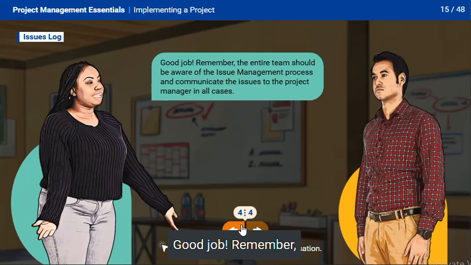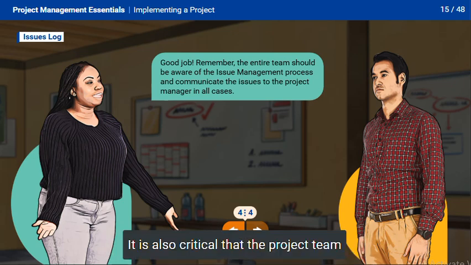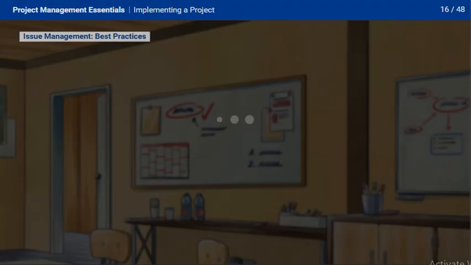Good job! Remember, the entire team should be aware of the issues management process and understand who can take what decision and when an issue needs to be escalated. It is also critical that the project team communicates the issues to the project manager in a timely manner.